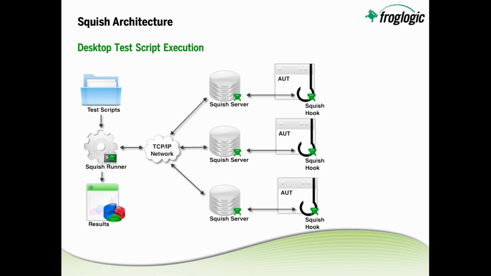When we're executing tests, it's very similar. However, the Squish Runner is going to be used, whether you're using the IDE or just our command line interface or one of our integrations. The Squish Runner over a network will connect to the Squish server, which is, again, hooking into your AUT, communicating with it, and allowing us to both record and play back tests.